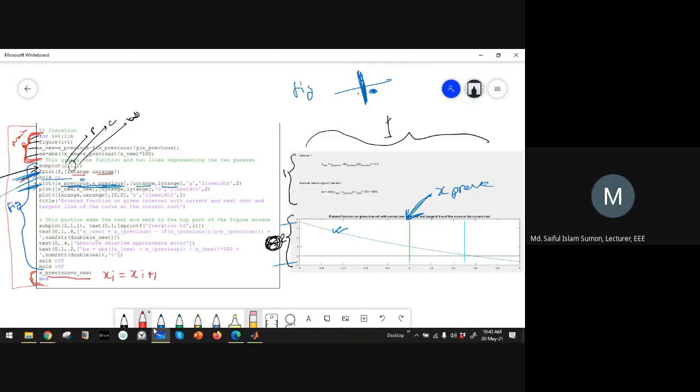Now I am done with this line. In this line, I am plotting another line. This line I am going to plot is x new, comma x new. So x new is the new value of x. That means this is a fixed x value.